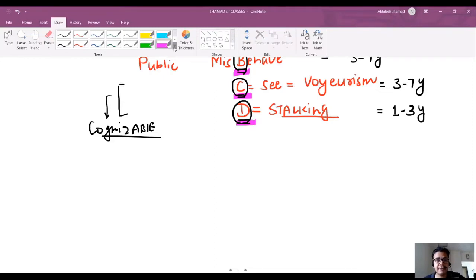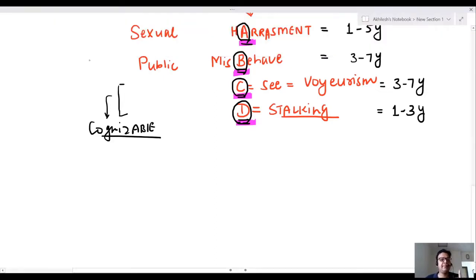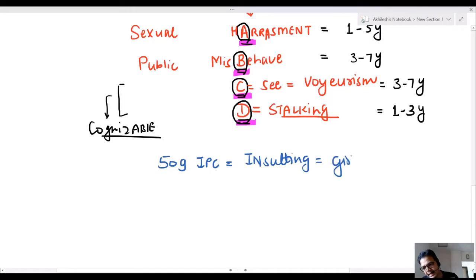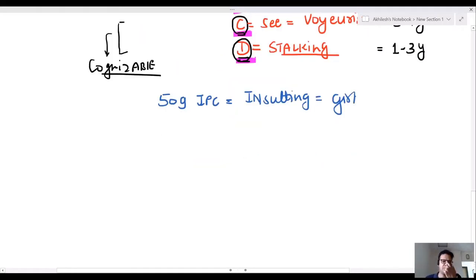Now sir, remember, 354 is only applicable when you are doing some wrong act with a female. 509 IPC. What is 509 IPC? It is insulting a woman. 354 is a little bit higher IPC. It is insulting any girl or any woman. This is 509 IPC.